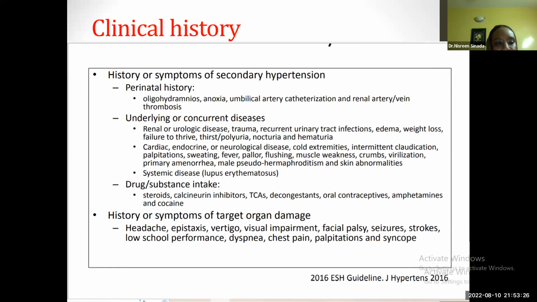And as we said, history and symptoms of target organ damage like headache, epistaxis, vertigo, visual impairment, facial palsy can be the presentation of high blood pressure. So any patient presenting with facial palsy, you should measure the blood pressure. Seizure, also any patient presenting with seizure, you should measure the blood pressure. Stroke, low school performance, dyspnea, chest pain, palpitation, and syncope.